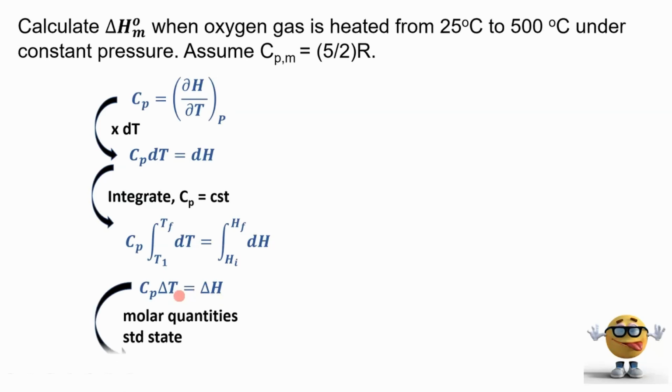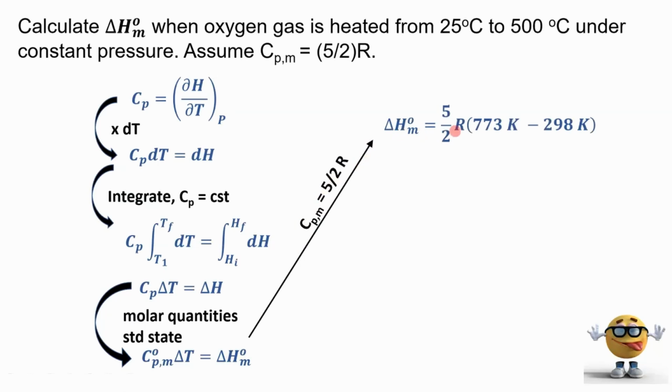And at this point, we're going to change the notation. So notice that these are not in molar quantities or in the standard state. So we're going to say that it's per mole. And if the heat capacity is per mole, then the change in enthalpy has to be per mole as well. And if we are at standard state heat capacity, then the change in the enthalpy has to be in the standard state as well.